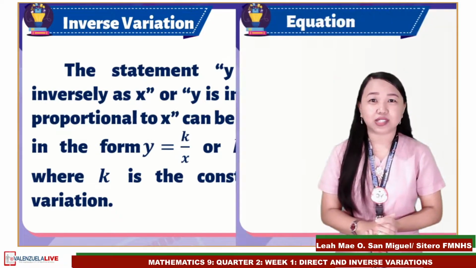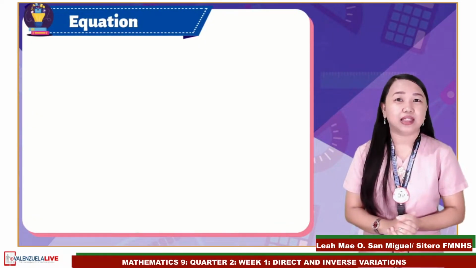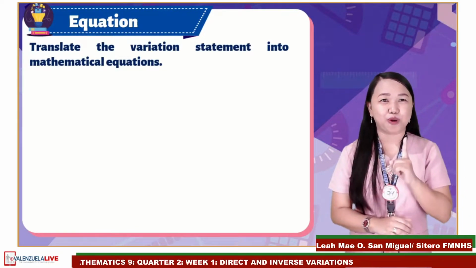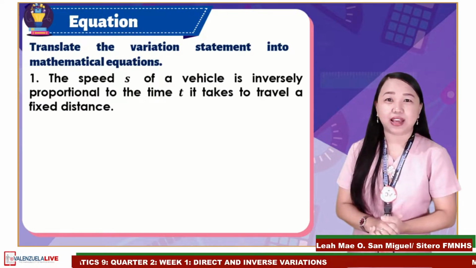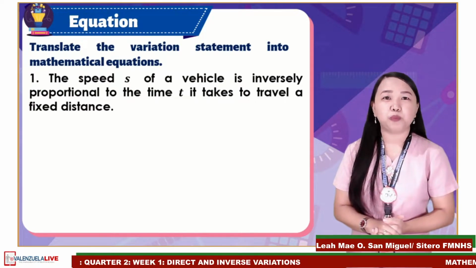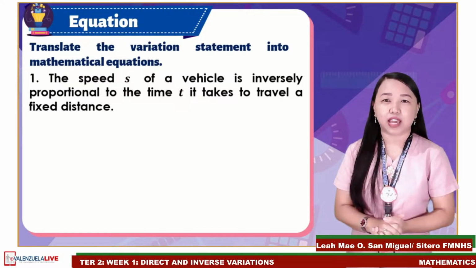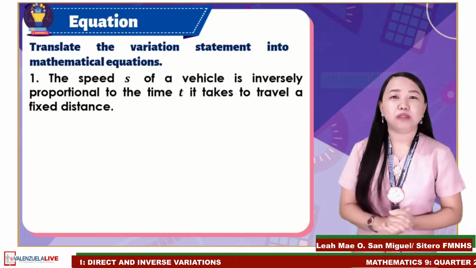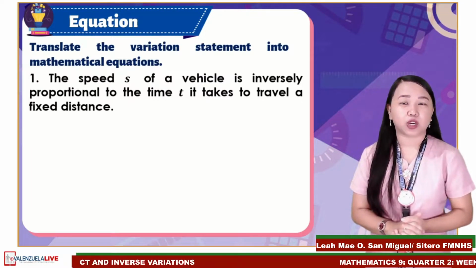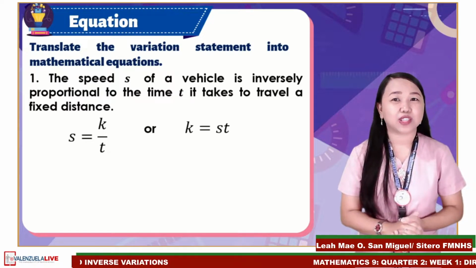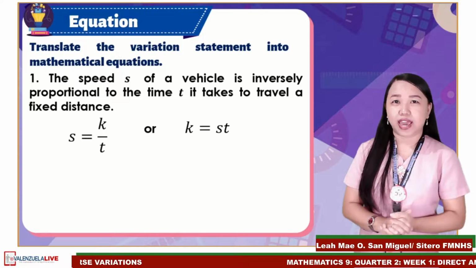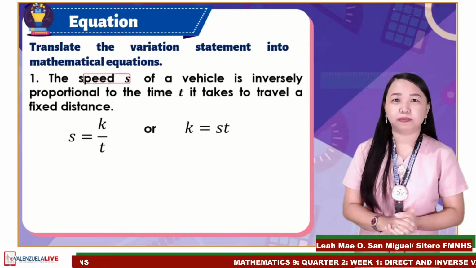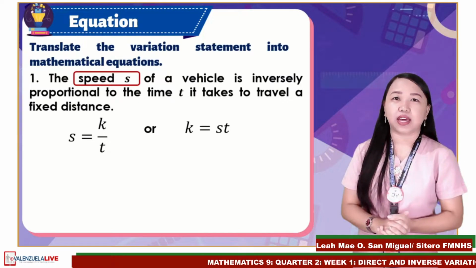To apply these concepts on inverse variation, let's translate the statements into mathematical equations. Number 1, the speed s of a vehicle is inversely proportional to the time t it takes to travel a fixed distance. This statement can be translated into mathematical equation as S is equal to K over T, or K is equal to ST, where K is the constant of variation, S is the speed of a vehicle, and T is time.